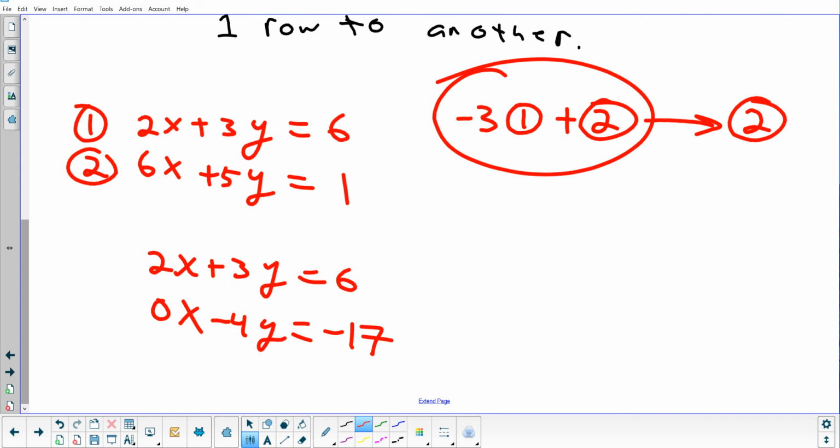Any question on what I did there? Why is it a negative 3? Because I was trying to get rid of the x. So if I multiply the top by negative 3 and then add it to the bottom, it makes that a 0. And that's the idea of how you get zeros in your system. You have to look for something to multiply by to cancel out what you want to cancel out.